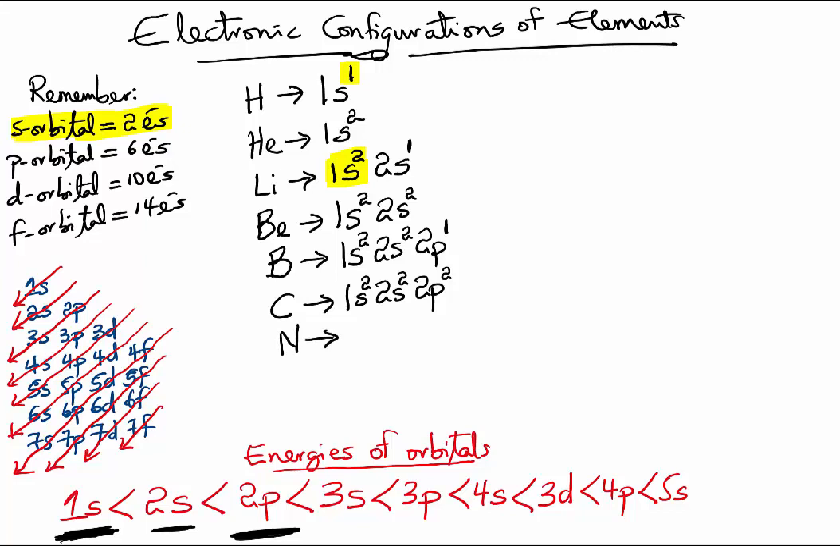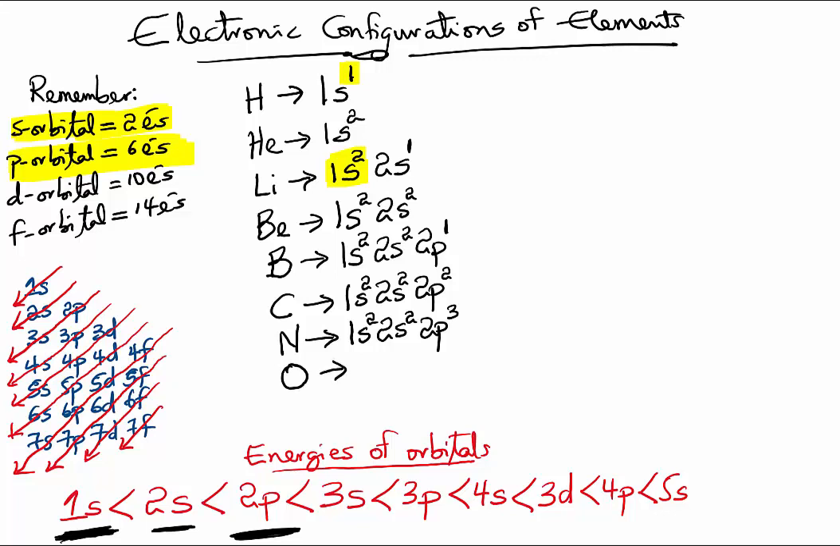Nitrogen has a total of 7 electrons. The first 2 electrons in nitrogen will go into the 1s orbital. The next 2 electrons will fill up the 2s orbital. The remaining 3 electrons will go into the 2p orbital. Now remember, 2p orbitals can take a maximum of 6 electrons. Remember that. So we move on to the next element, which is oxygen.